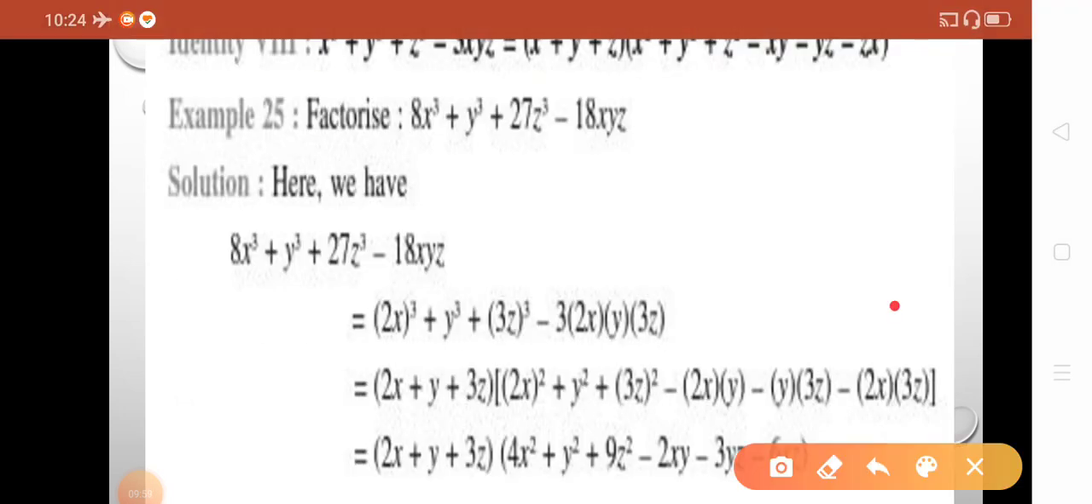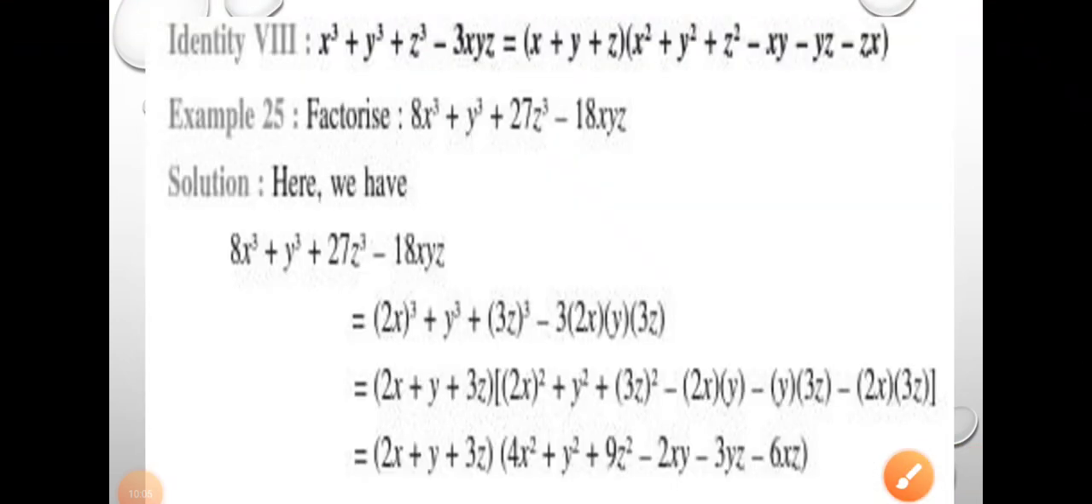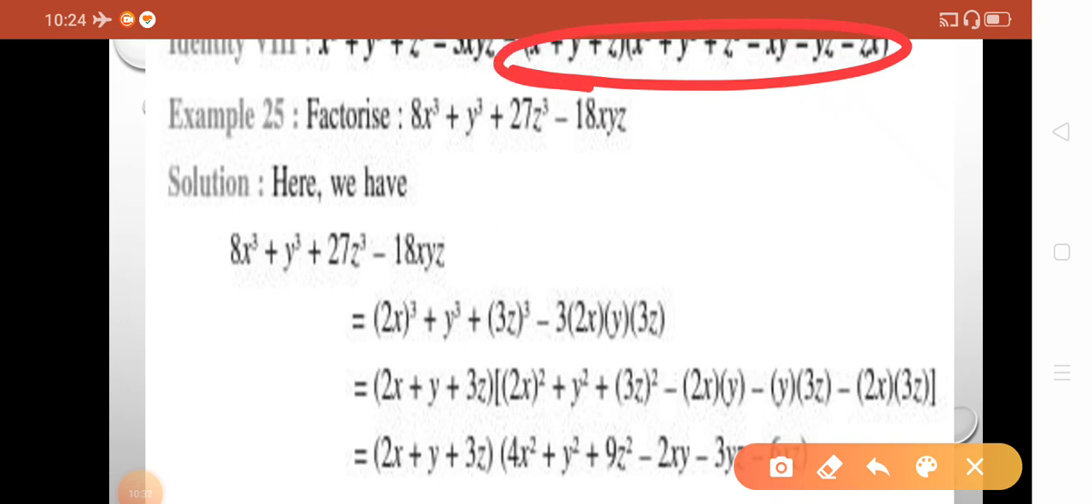Next is one more identity, and a very, very important identity. Here it is: x cube plus y cube plus z cube minus 3xyz. And the formula it opens to is (x plus y plus z) multiplied by (x square plus y square plus z square minus xy minus yz minus zx). So whenever you multiply this out, you will get what is given on the left hand side.